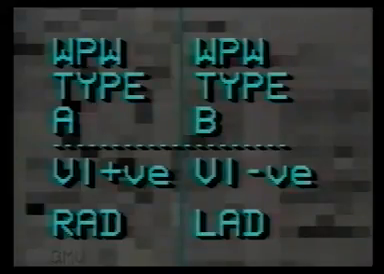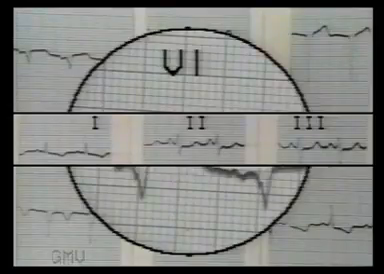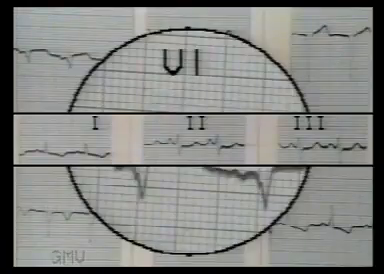In type A, the accessory bundle of fibers is on the left side. It causes a positive QRS complex in lead V1 and right axis deviation. In type B, the accessory bundle of fibers is on the right side. It causes a negative QRS complex in lead V1 and left axis deviation. This ECG shows negative QRS in V1 with left axis deviation. So this is WPW syndrome type B.